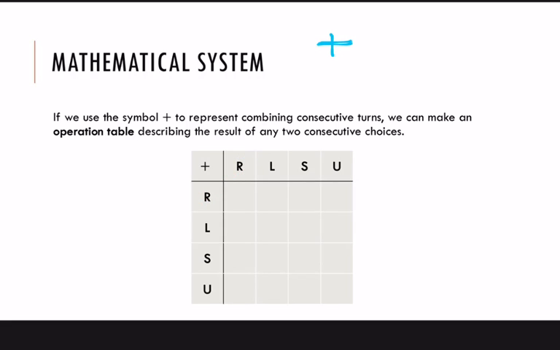So now to find something like R plus L, the ones down the side are going to be the thing that comes first, and across the top would be the second element that's being combined. So for R plus L, you would find R as the first one, plus L, and then you put the answer in the box where that row and column intersect. So right plus left, we said, was straight.